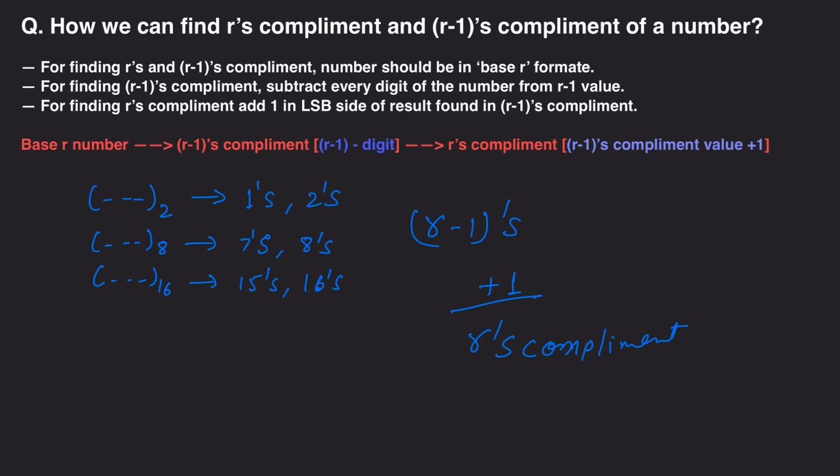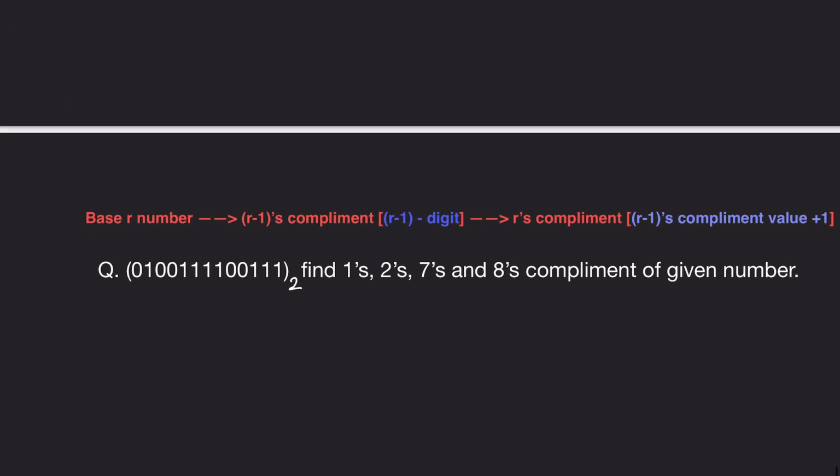We will understand it with an example. First we see the flow here. If we have a base r number, for finding r minus 1's complement, directly subtract every digit of the number from the r minus 1 value. After finding r minus 1's complement, add 1 to the r minus 1's complement value and find the r's complement value. So going forward, let's take an example and understand.